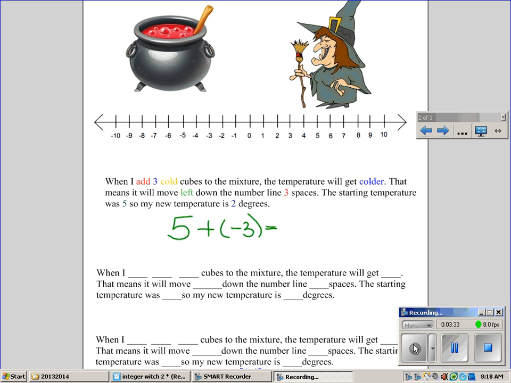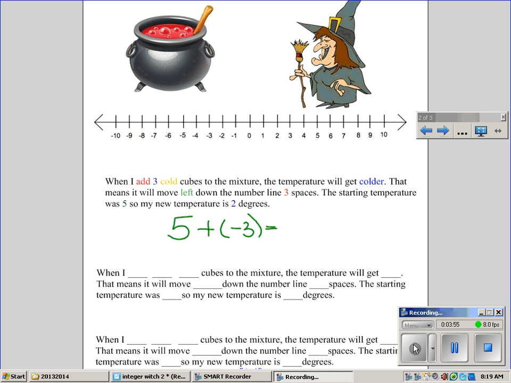Okay, so here is my number line, and it goes from -10 to +10, and number lines do go in both ways to infinity, but we're not going to bother to write them that far. We have a cauldron. That's going to be our magical cauldron, where we put hot cubes and cold cubes. Cold cubes are easy to envision as ice cubes, but hot cubes are something a little bit different.